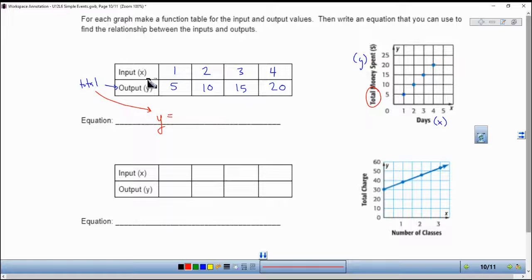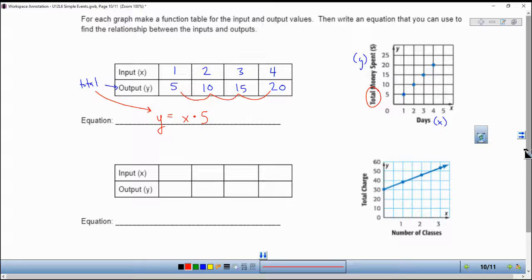How do you find the total? Well, you take the input, which is X, and what do you multiply it by? It looks like every time you're multiplying it by 5. And we can see that too right here. These numbers are going up by 5. That means we're going to multiply by 5. So we're going to do X times 5, and that will give us the equation. Let's just check that real quick. If X is 1, 1 times 5, the output would be 5. If X was 3, 3 times 5, output would be 15. So it looks like that equation would work for that particular function.